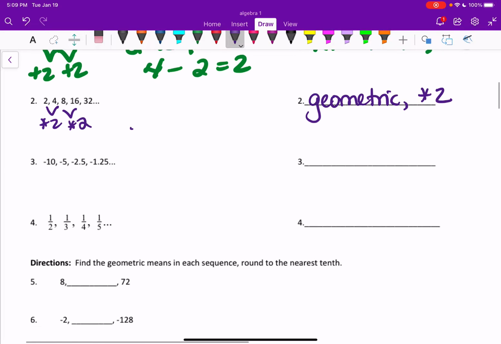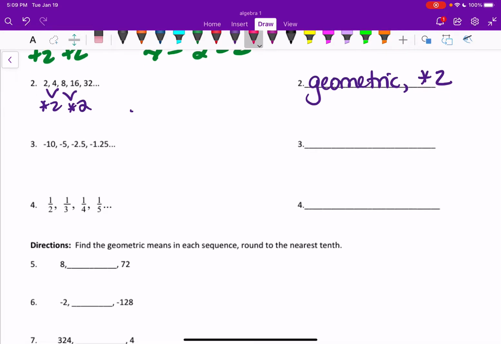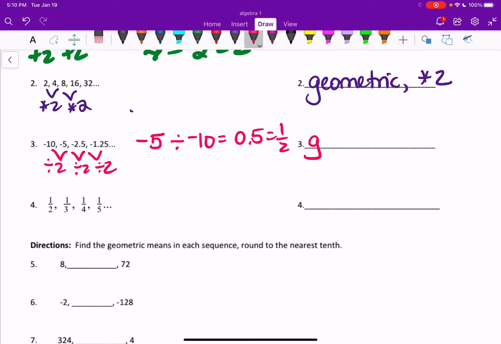Now the next one may be a little bit more difficult to figure out. If you weren't sure, again, you could take your second term. Obviously there's division going on here, so you want to check. The second term divided by the first term gives you 0.5 or 1/2. That means we're dividing by 2. So each time you have to ask, are you dividing by 2? If you check each of the terms, that's what's going on. So this is geometric. There's two ways you could say this: divide by 2 or multiply by 1/2, either of those.